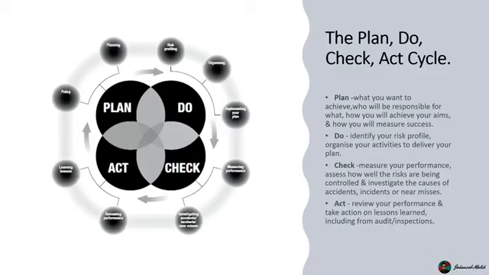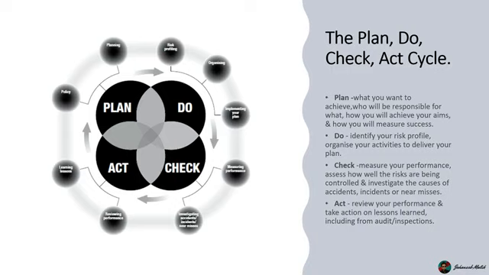So here is the PDCA cycle: plan, do, check, act. In plan we have policy and planning. In do we have risk profiling, organizing and implementing your plan. In check we will measure the performance. How will we measure the performance? By investigating incident and accident and near miss reports. In act we will review the performance and we will learn the lessons.